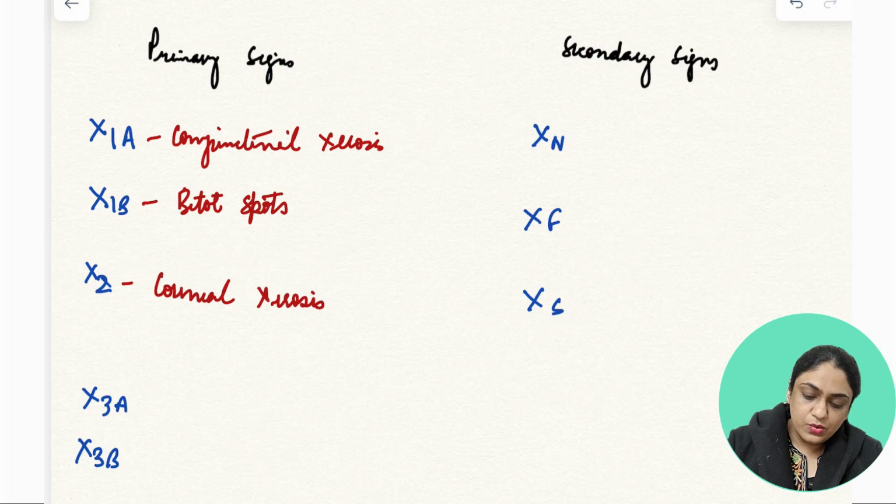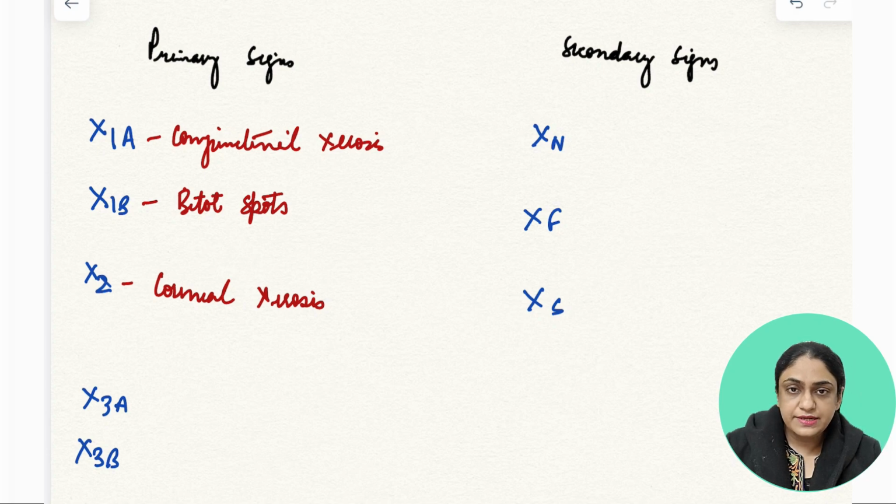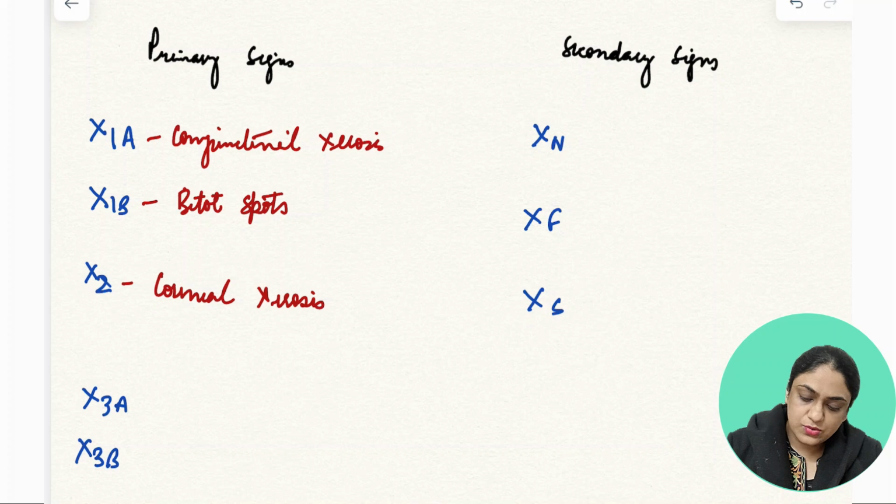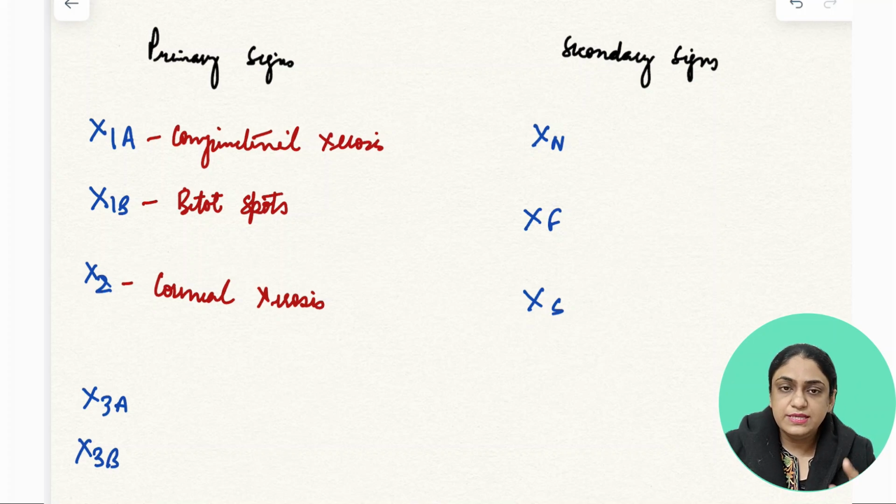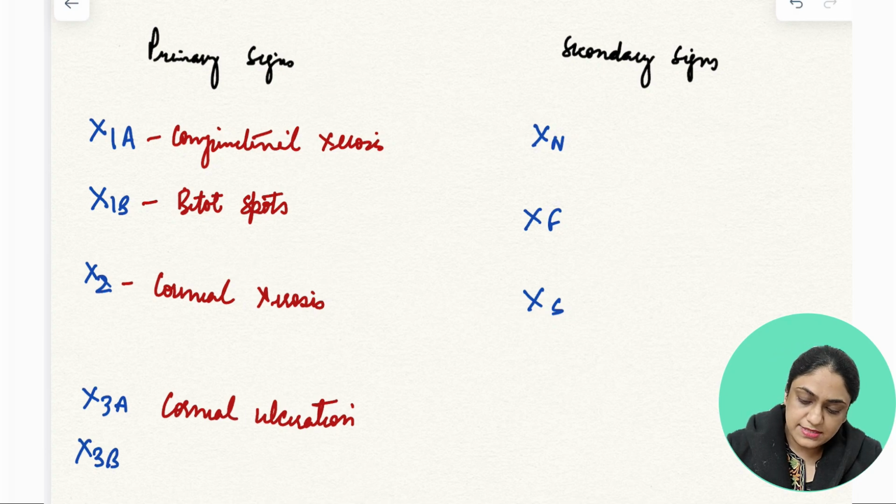Whereas in X2 corneal xerosis, or corneal dryness, is present. In X3 it is a more severe form, so corneal ulceration is present. Please remember, in X1 only the conjunctiva is involved. X1A is conjunctival xerosis, X1B is Bitot spot, and that too occurs inside the conjunctiva only. X2 is corneal xerosis, where dryness of the cornea is there, whereas in X3 corneal ulceration is there. This is the more severe form.